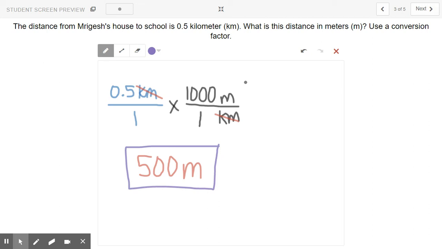So then we multiply across. When you're multiplying by 1,000, that's 3 zeros. You can move the decimal 1, 2, 3, so it becomes 500. Or you can multiply 1,000 times 0.5. But the answer is 500 meters.